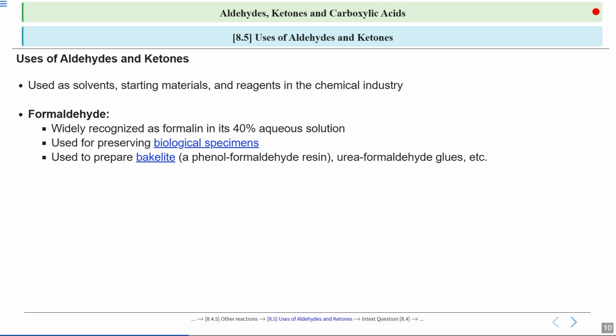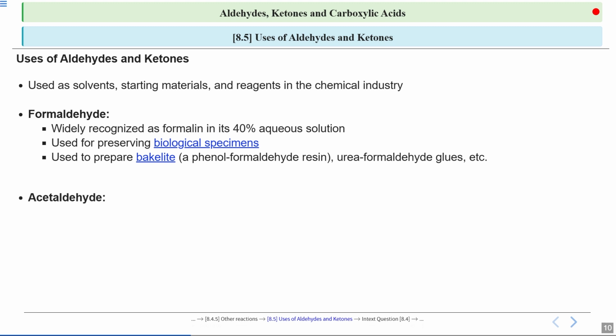Next, we can see that formaldehyde is also used to prepare materials like bakelite. Now, bakelite is a type of phenol formaldehyde resin, and additionally, it is used in making urea formaldehyde glues. And these are important in manufacturing as well as in construction.